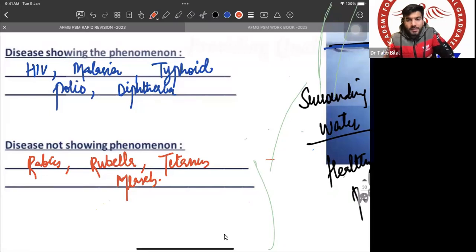Treatment, 3Cs, agents and all. We discussed SSPE, complications and all. Then about HIV, guys, tell me what is the single best test that you will do for HIV? Western blot.